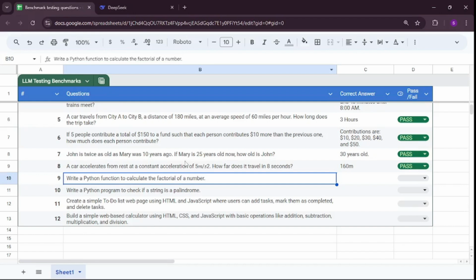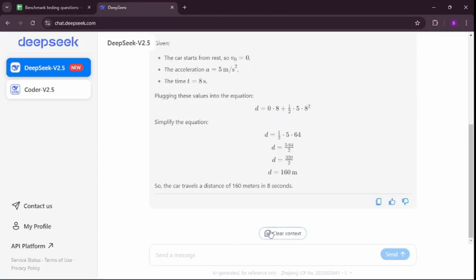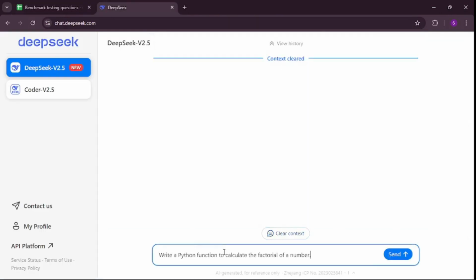So I'm just going to go and copy this benchmark. I'm going to clear the context. Let's paste this right here. So this time we're going to create a Python function to calculate the factorial of a number. Quite a simple program, and I think this should work, but we're going to go from basic to more complex problems later on. So let's send this here.